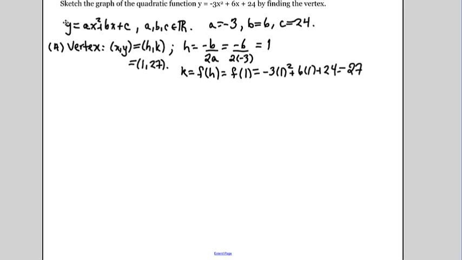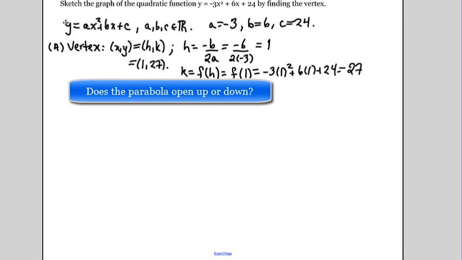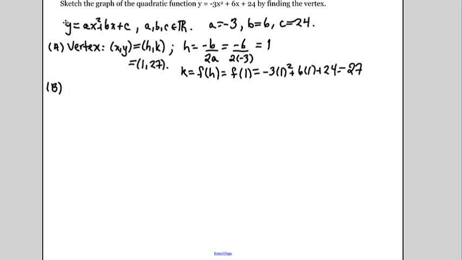Next, we want to know if the parabola opens up or down. The sign of the coefficient a determines this. Since a equals negative 3, it is negative, and so the parabola opens down. A positive number would indicate that the parabola opens up.